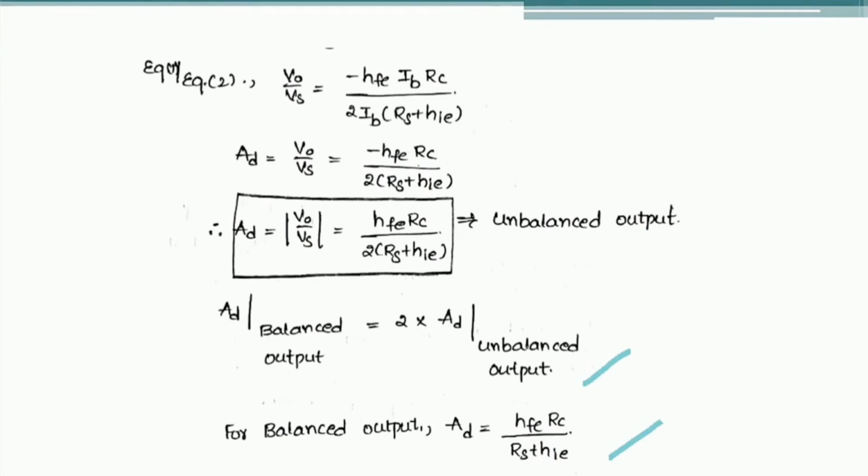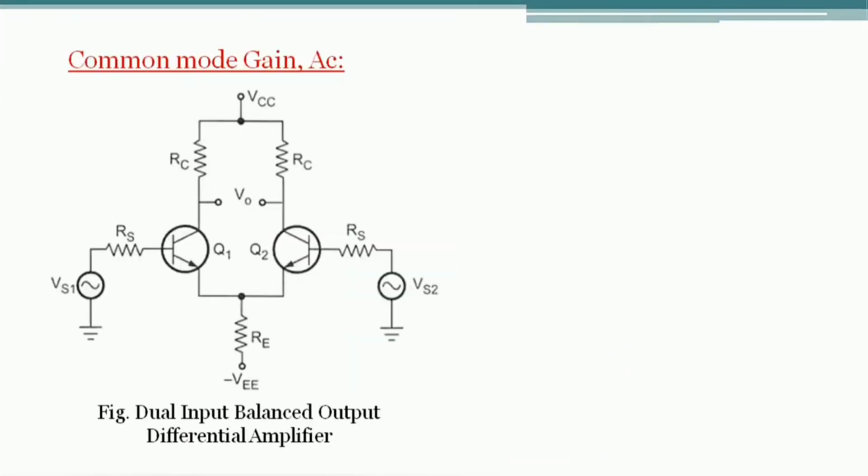Now next we will see how to calculate the common mode gain for the dual input balanced output differential amplifier. The next parameter is the common mode gain. Theoretically, common mode gain is defined for two input signals having the same magnitude and same phase. So these two input signals are equal. Practically we call them noise signals that are added to this differential amplifier circuit. Since these two input signals are equal, the output voltage obtained at this point will be 0.